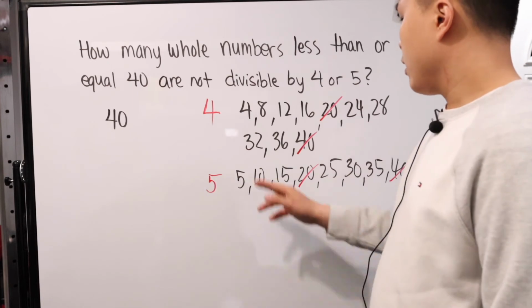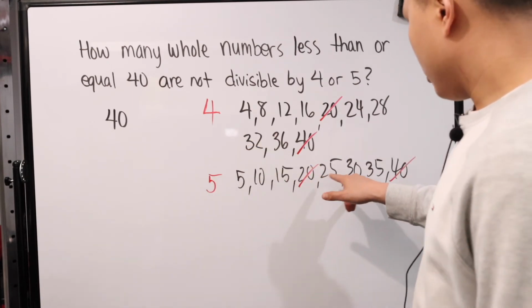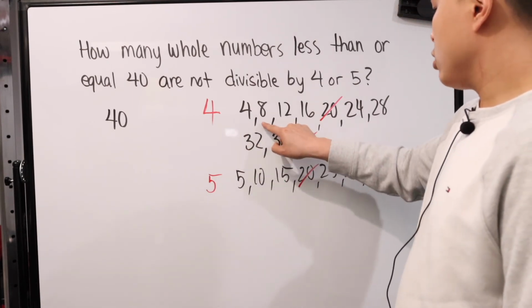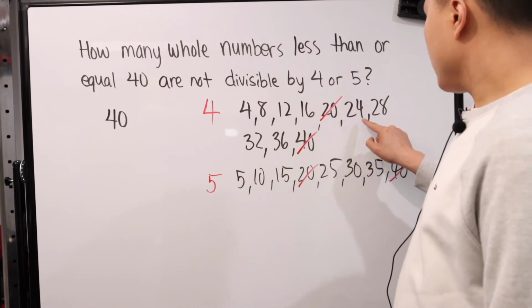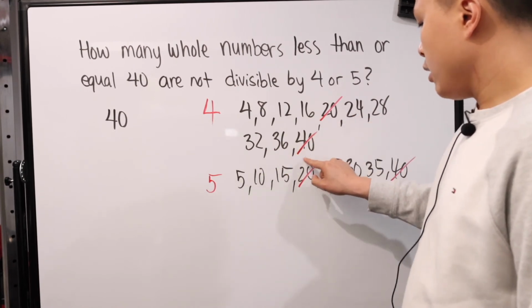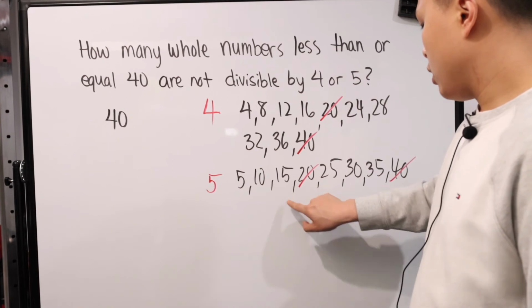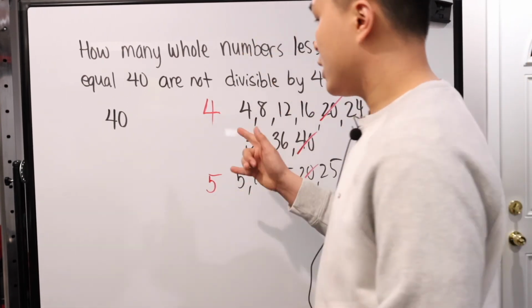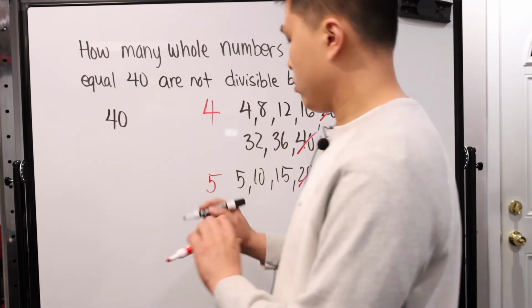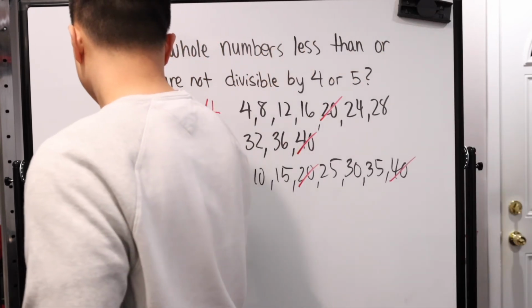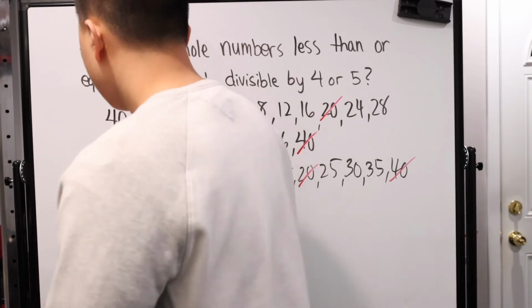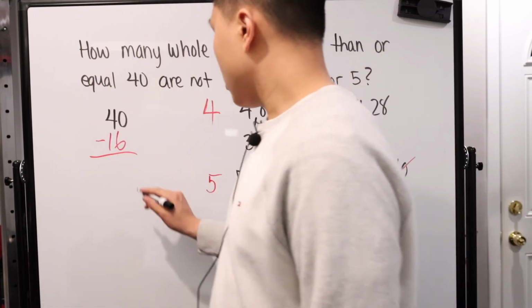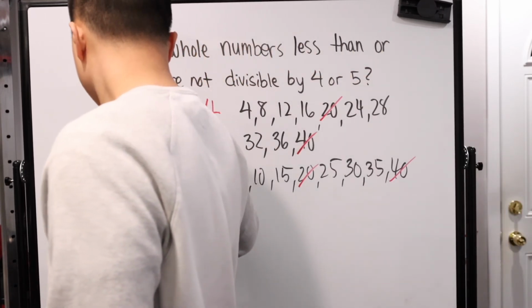So, how many is that? Well, we just don't want to overcount, so it's going to be 1, 2, 3, 4, 5, 6, 7, 8, 9, 10, 11, 12, 13, 14, 15, 16. And just like that, we realize there's 16 numbers that we really don't want to count. So we're going to minus 16. And then just like that, we figured out the answer, right? Which is going to be 24.